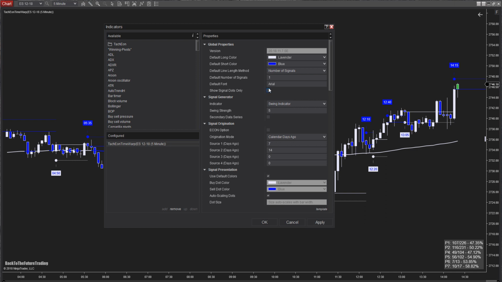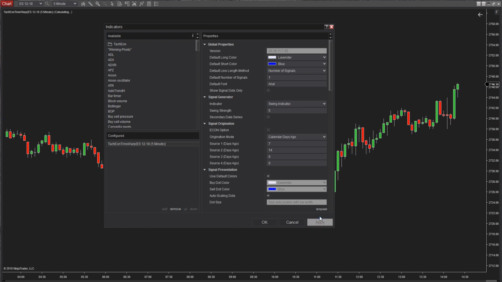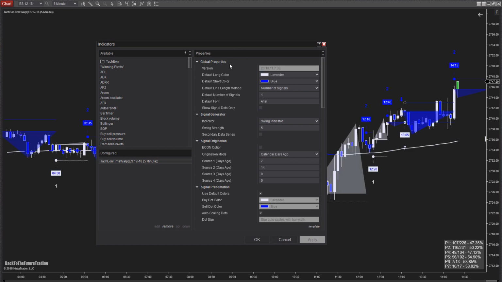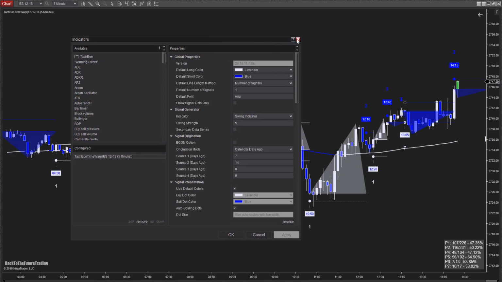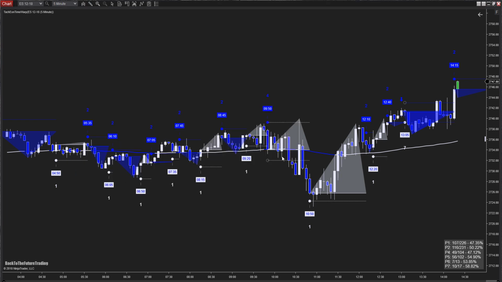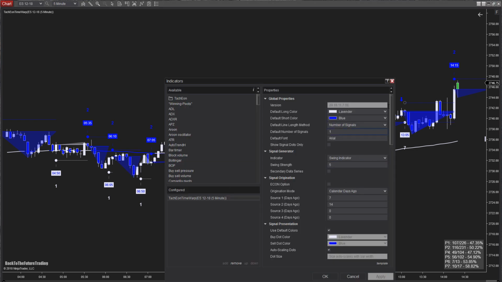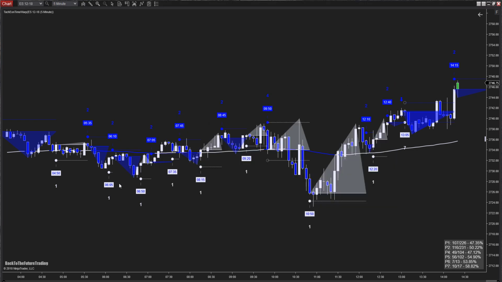I'm going to turn my patterns on for just a moment. So signal dots, I had mine defaulted to signal dots only. Okay, so now my patterns are showing. So you should have something that looks like this. I think I have default settings on this chart. Let me look and make sure. Pretty much, yeah, I pretty much have default settings on here.